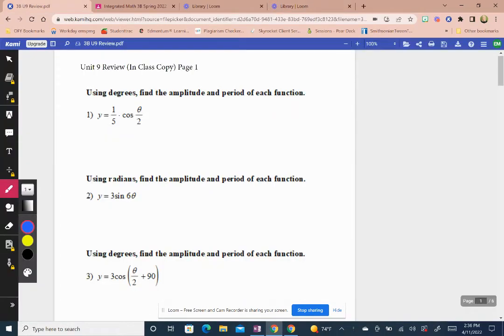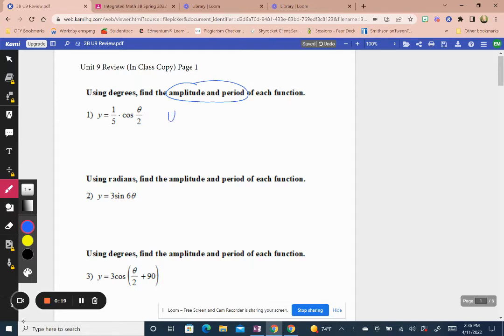All right. So this is our Unit 9 review, and this is what we covered in class today. So whether you missed out on it or you want me to cover it again, I'm going to do that right now. Notice this wants us to find the amplitude and period.